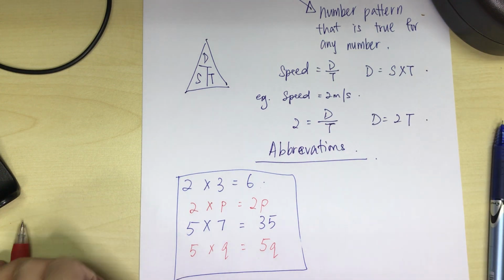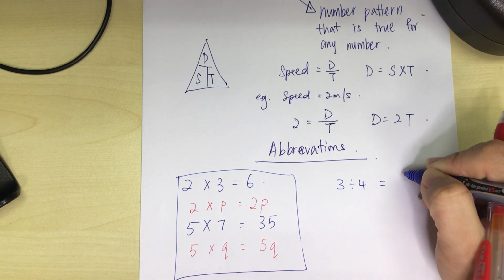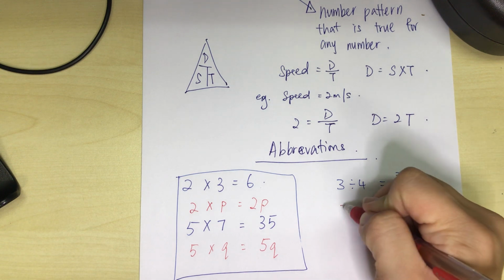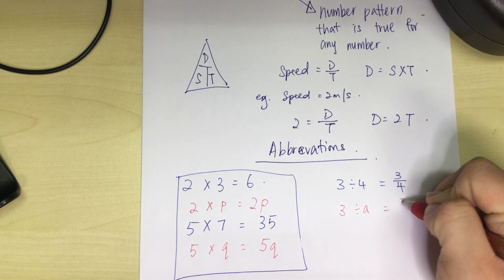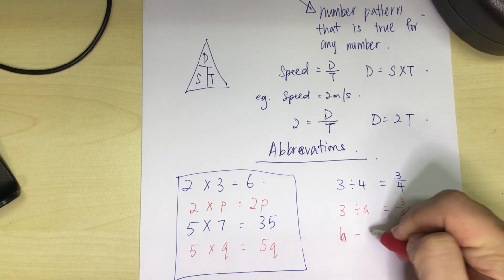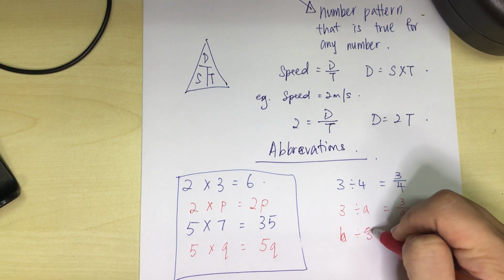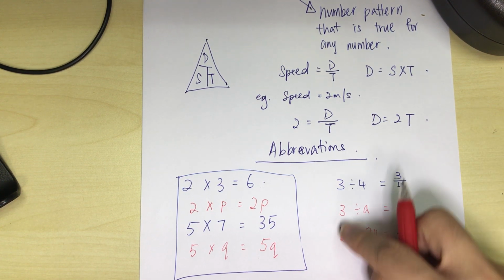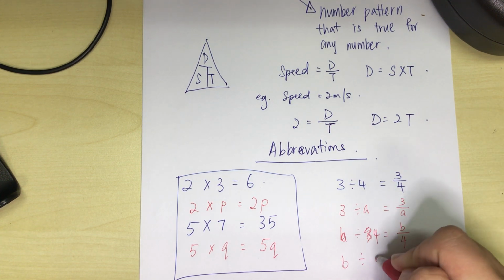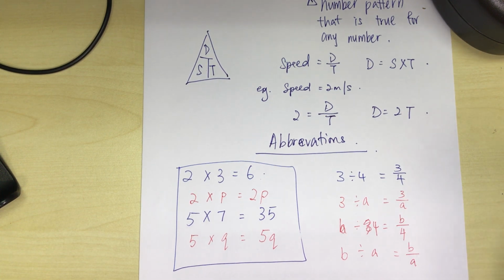What's the next one? For example, you have 3 divided by 4. So we know that we'll write 3 over 4. Okay, so in algebra form, same thing. If it's 3 divided by a, we'll write 3 over a. Then what if it's b divided by 4? We'll write b over 4 in this case. What if it's b divided by a? We'll write b over a. Okay, so this is the next scenario.